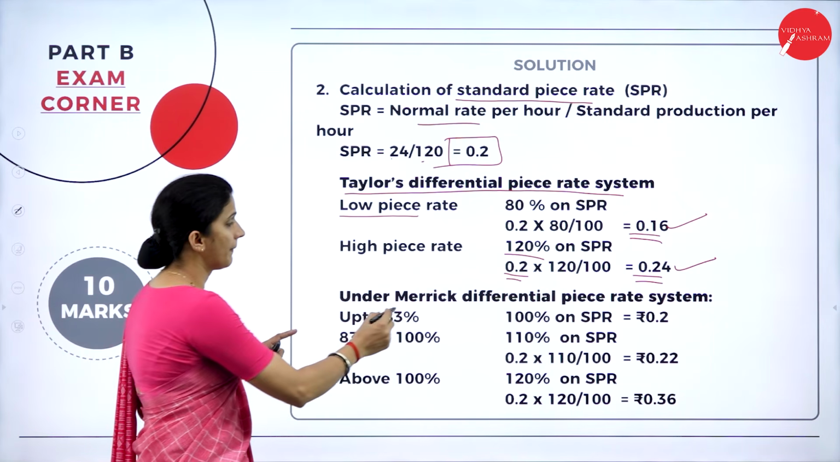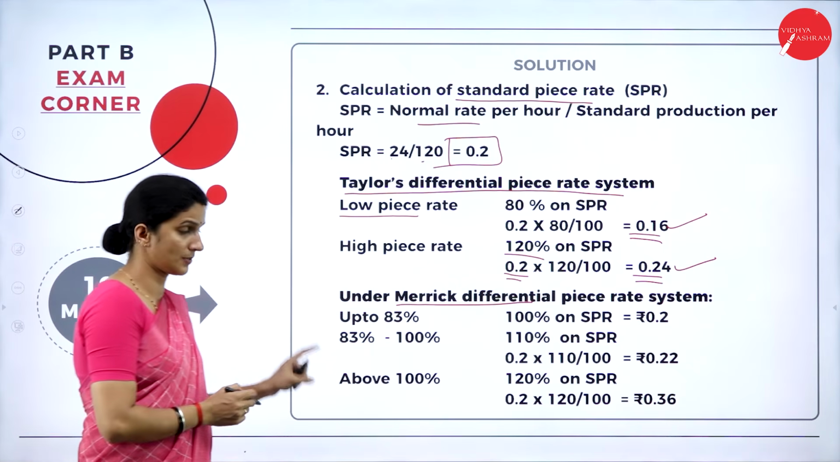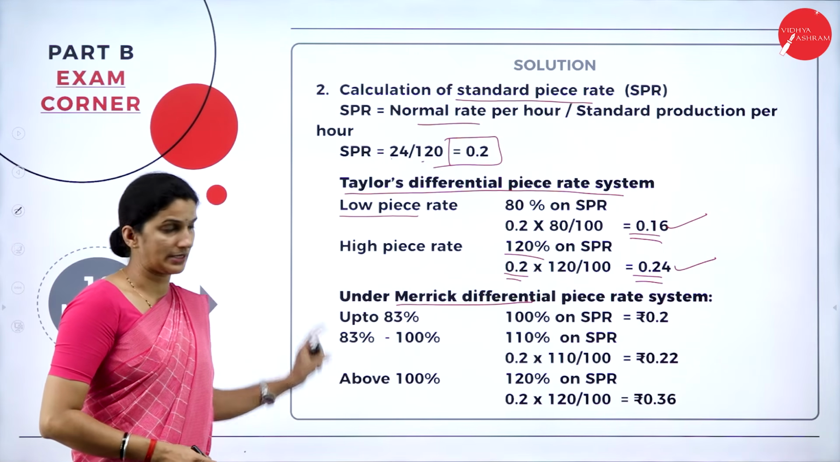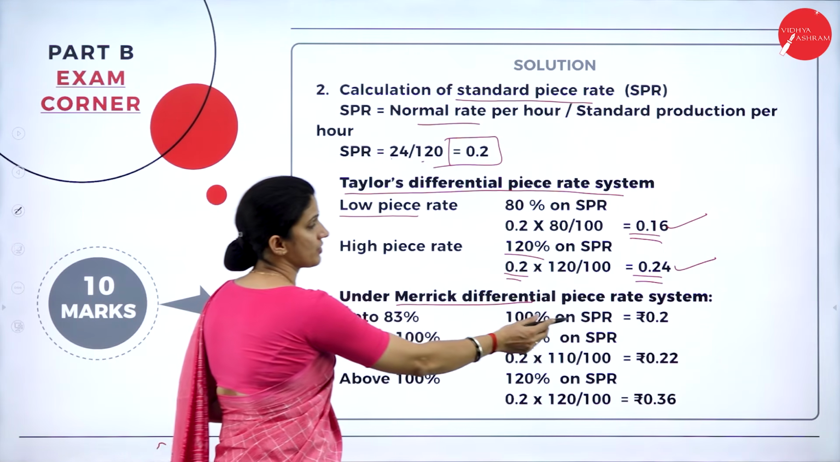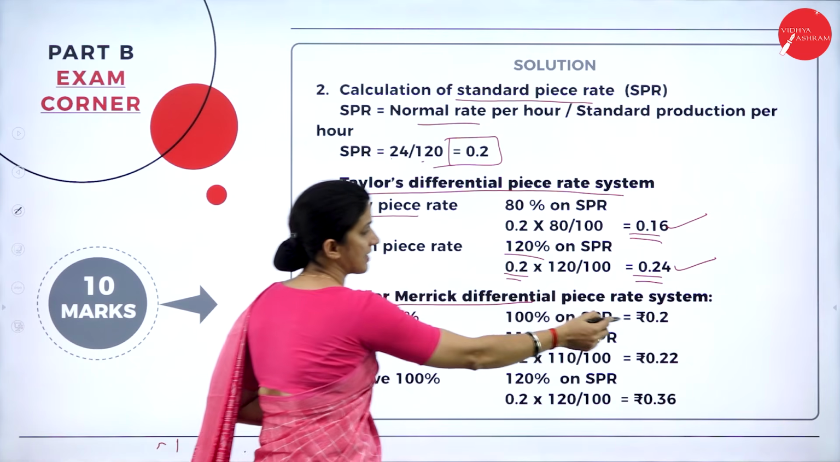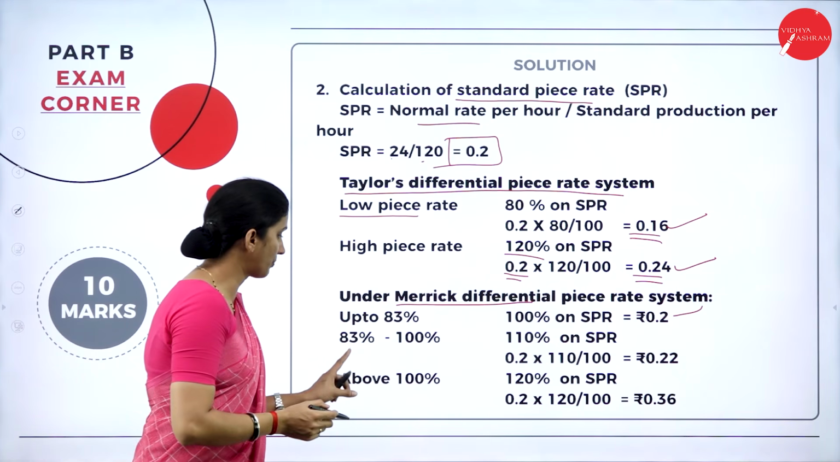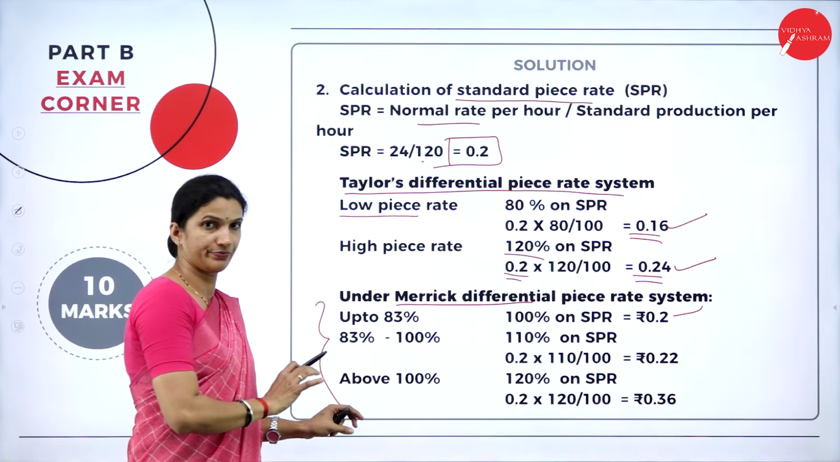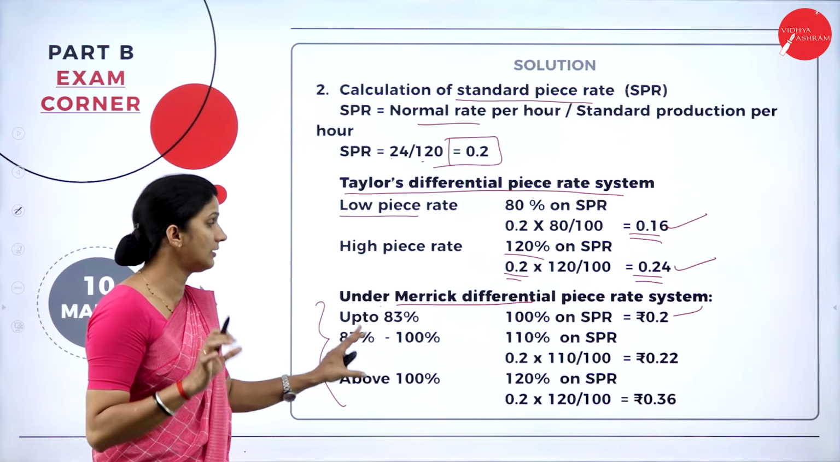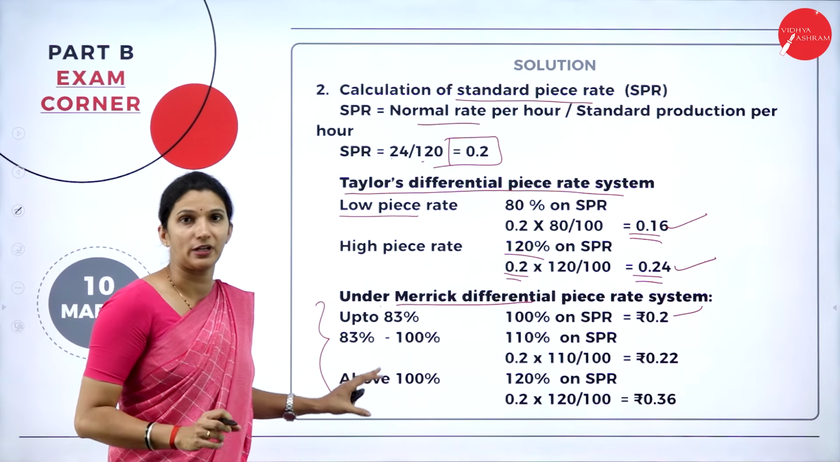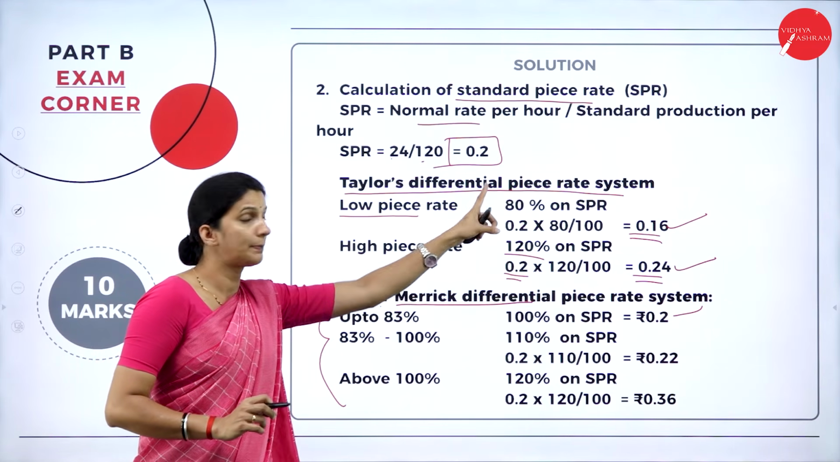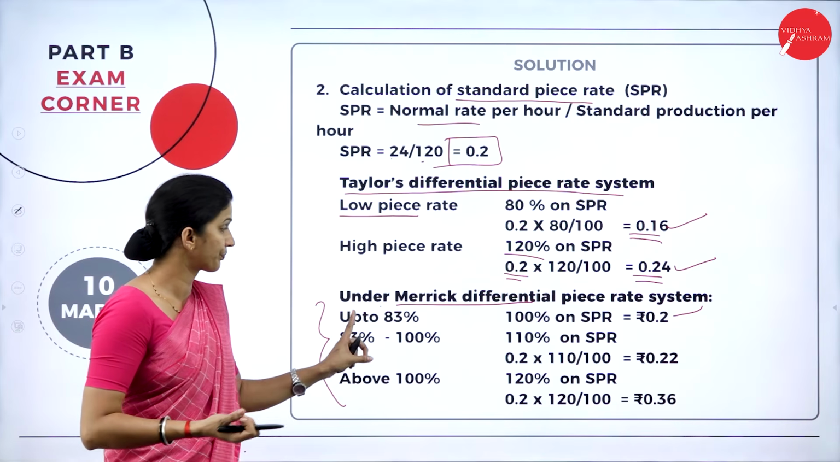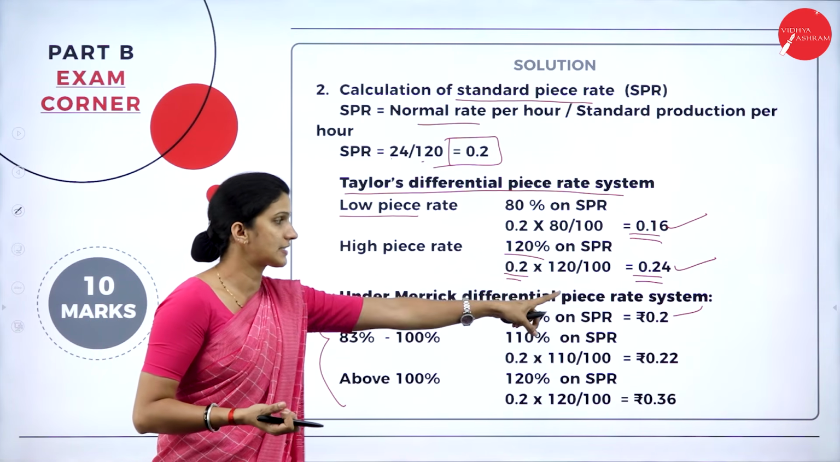Now comes the Merrick differential piece rate. Up to 83%, it is 100% of the standard piece rate. 100% means it is as it is, 0.2. Then from 83 to 100%, this rate is fixed. Under Merrick, this is the multiple piece rate that you have to take, and under Taylor's, this is the piece rate that you have to take. So up to 83, it is 0.2.